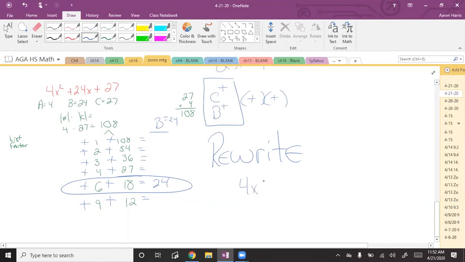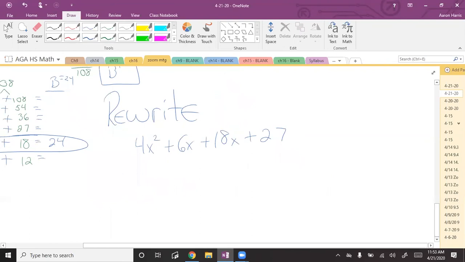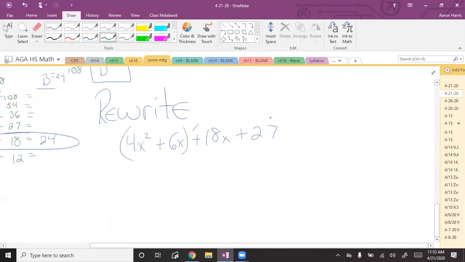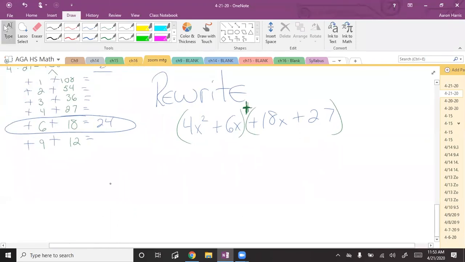And then it's going to be 4x squared plus 6x plus 18x plus 27. Great job. Now what do we do? Put them in parentheses. Don't forget the what? The add, yeah, to add them. Okay. Now what do I do? Okay, now you find the greatest common multiple. Greatest common factor, yes.